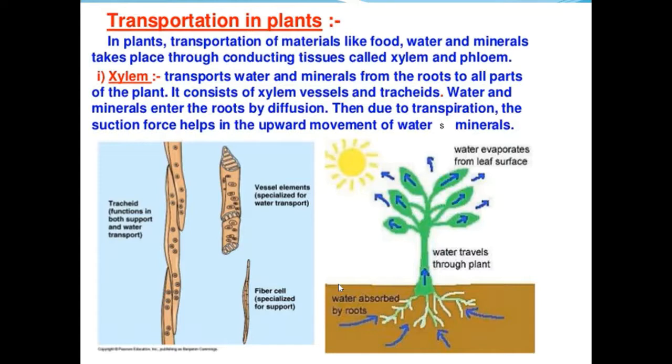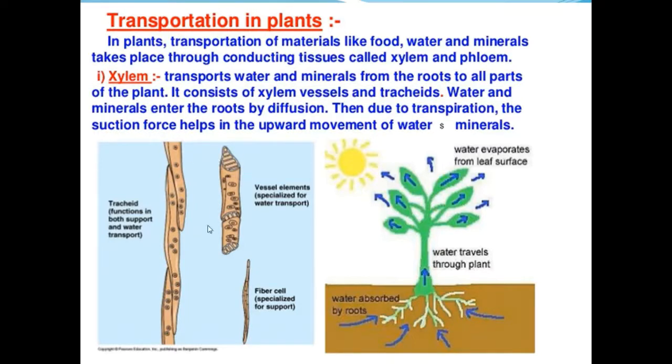These functions of internal transport in plants are actually carried out with the help of specialized conducting tissues, what we call the xylem and the phloem. So now let us first talk about xylem. What is its main work? Xylem transports water and minerals from the roots to all parts of the plant. Xylem consists of xylem vessels and tracheids.